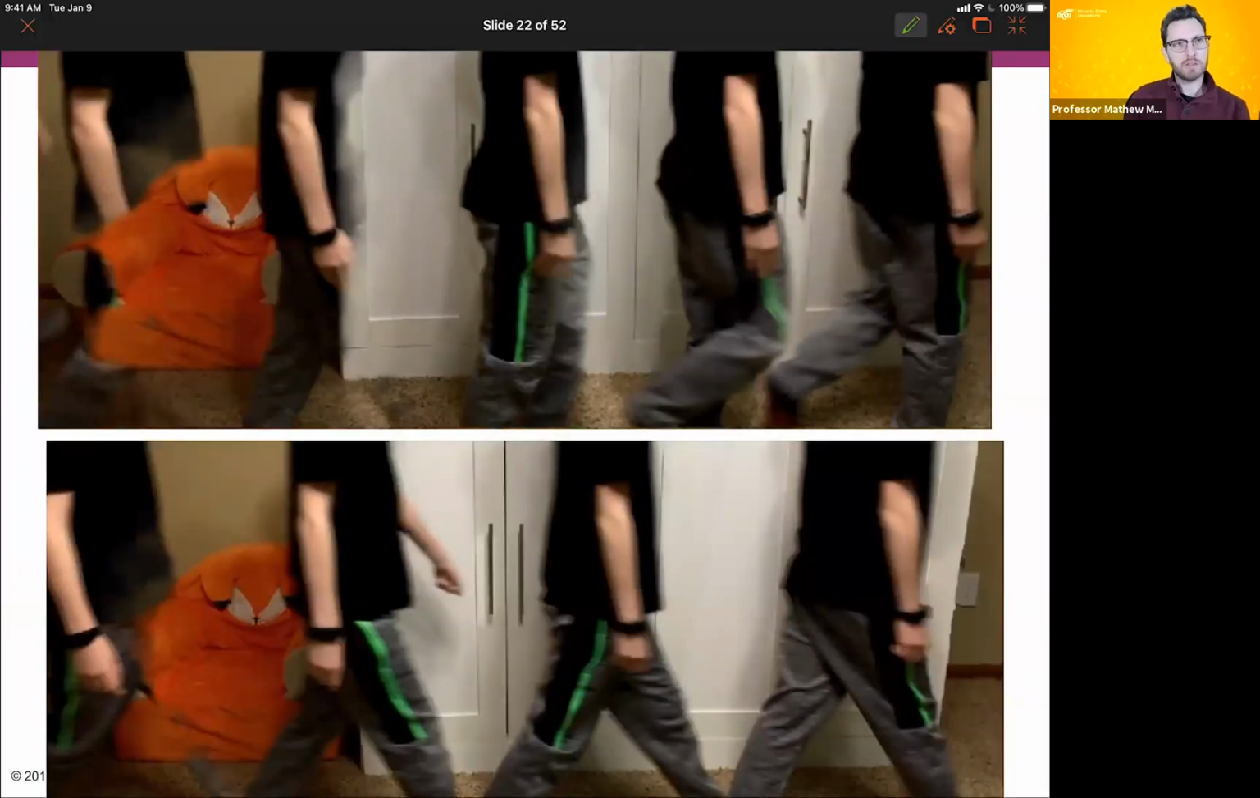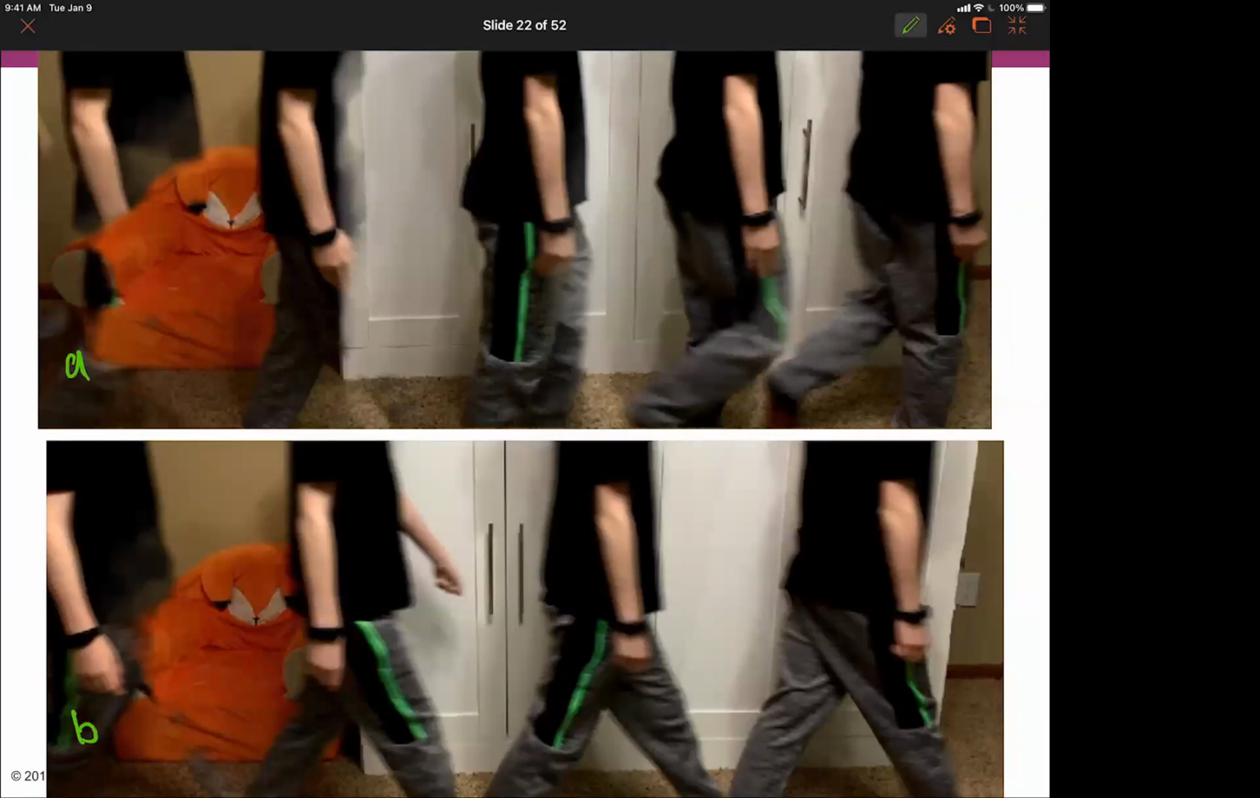Now let's compare two different motions. So above is him walking across the room and below is him also walking across the room. In those two examples, in which case is his velocity larger? In which case is he moving more rapidly? So let's call this image A. Let's call this image B. For those two different motions, which one has the larger velocity?